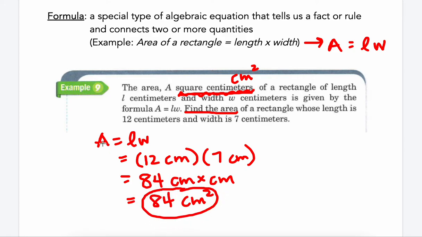Okay? And remember, we didn't touch this A, so you can rewrite it if you want. So at the end, A, or area of the rectangle, is equal to 84 centimeters squared. So remember, an equal sign means you have an equation. So at the end, our area is equal to 84 centimeters squared.